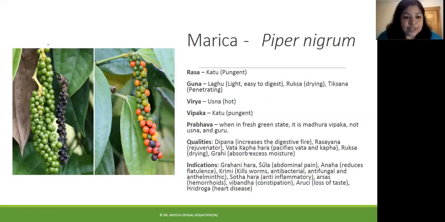What it does is, the dryness enhances the properties, okay? So the qualities associated, again, it increases the digestive fire. This is a Rasayana. Of this pepper group, all of these are Rasayanas. These are known as, in Charaka Samhita, where they talk about Rasayana, he has described them as Vardhamana Rasayana.